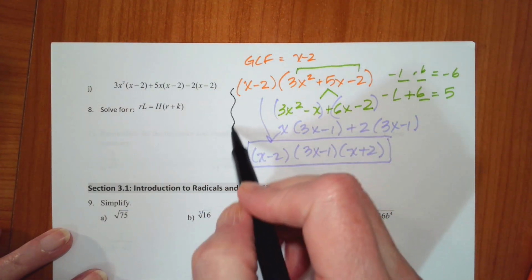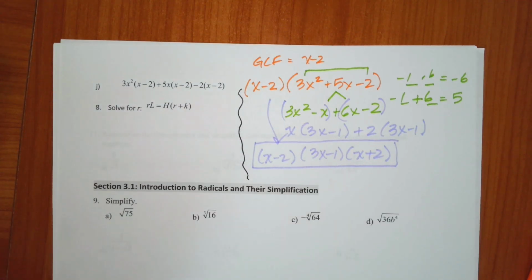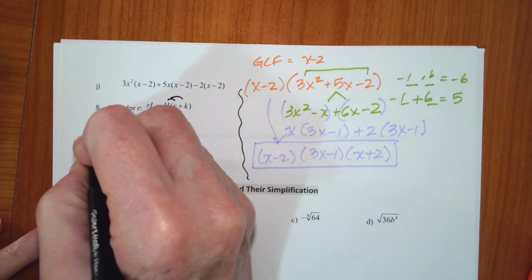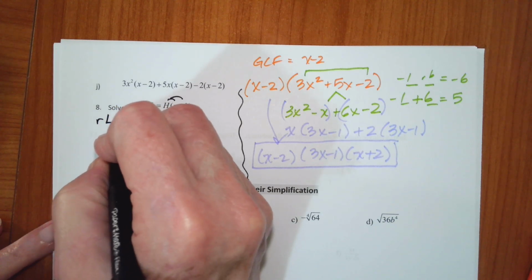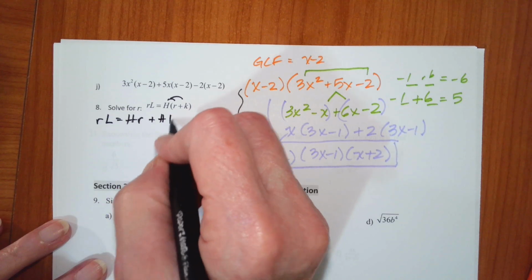Okay, I hope I have enough room here to do this next one. All right, solve this for r. Okay, well, let's see what I'm going to have to do to solve this for r. I have r in two different places, so I think I'm going to have to distribute. So this gives me RL is equal to HR plus HK.